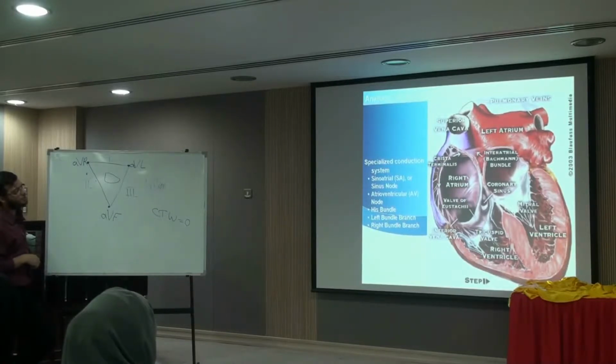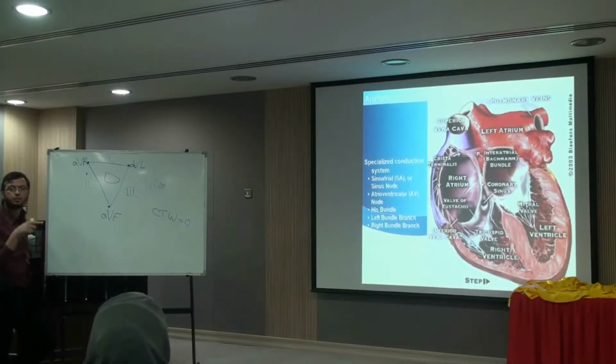Then we have another opening in the right atrium, which is the opening for the coronary sinus. This one is called the Thebesian valve. Then we have another opening which connects the right atrium to the left atrium, which is fossa ovalis. It's connected to the left atrium through the foramen ovale. Exactly.